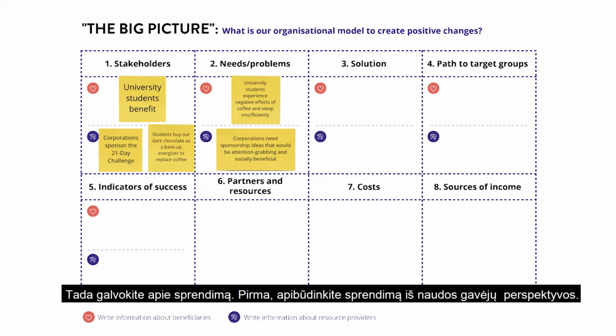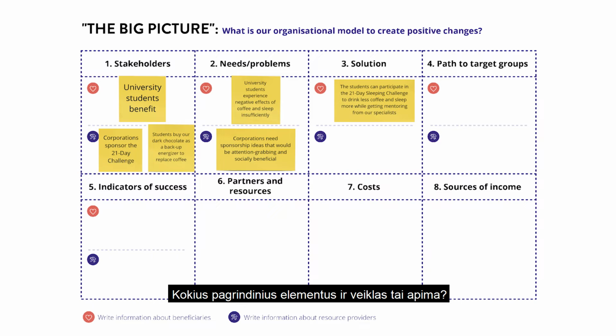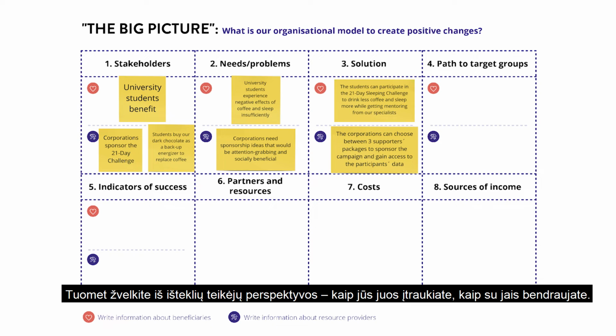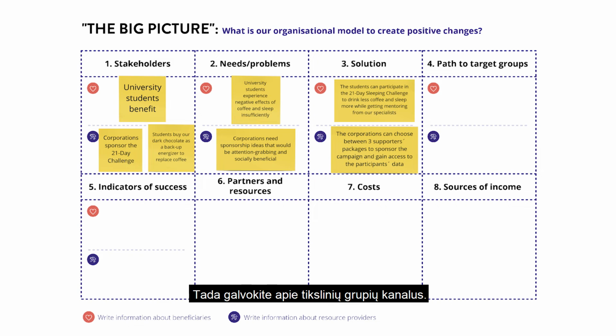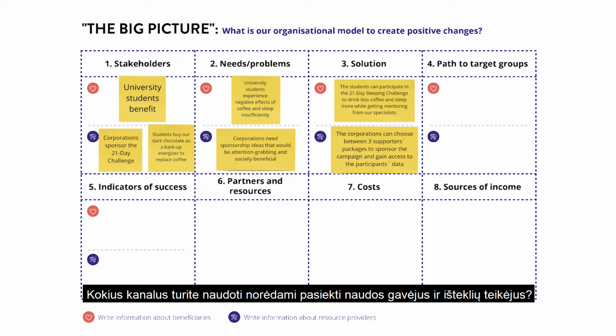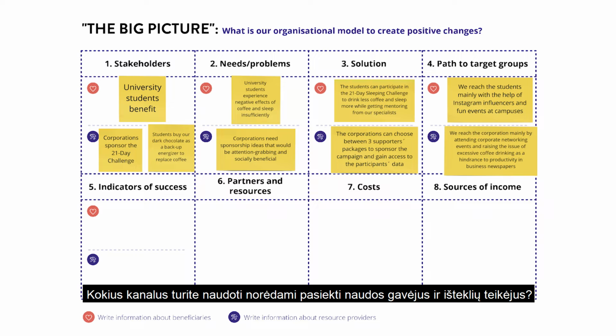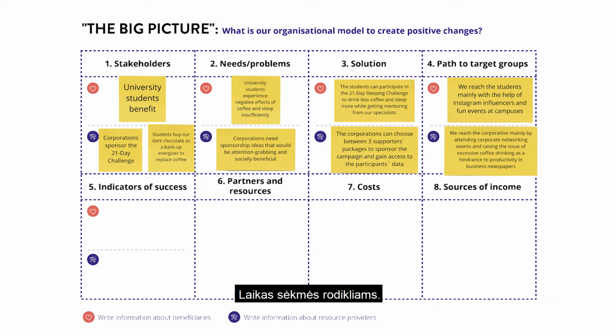Then the solution. First, describe the solution from the beneficiary's point of view. Which main elements and activities does it involve? And then the same for the resource providers. How you involve them, how you interact with them. Then the path to target groups. Which channels do you use to reach the beneficiaries? And the resource providers.